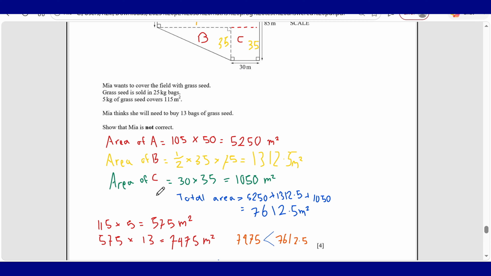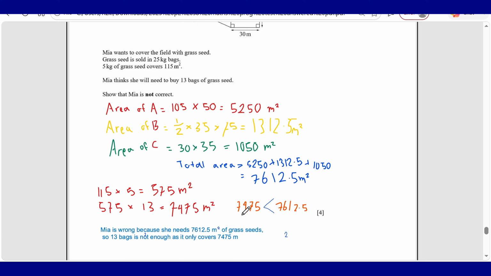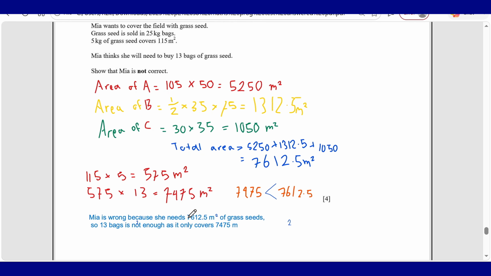So Mia says she will need 13 bags, so 575 square meters times 13 is 7475, which is less than the total area that needs to be covered. So Mia is wrong in this case. This is wrong because it needs 7612.5 square meters of grass. 13 bags is not enough, it only covers 7475 square meters.